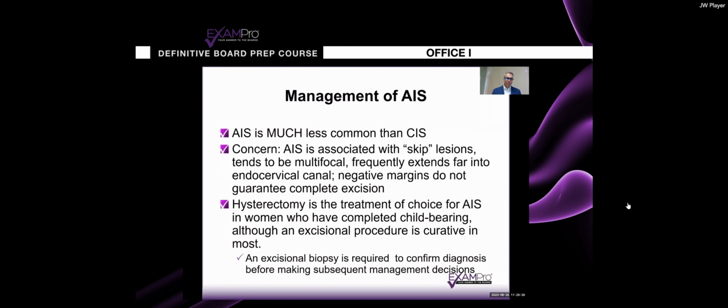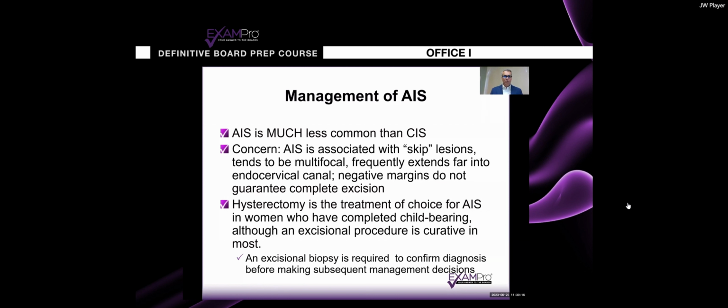All right. Management of AIS, much less common than CIS. AIS has a few unique concerns. First, it's associated with skip lesions. That does not mean that there will always be skip lesions, but there can be skip lesions, multifocal disease. It frequently extends further into the endocervical canal. When you have negative margins on an excisional procedure for AIS, it is reassuring, but not as reassuring, because you might have a lesion higher up. And that's really the issue that makes AIS so difficult for us to manage.